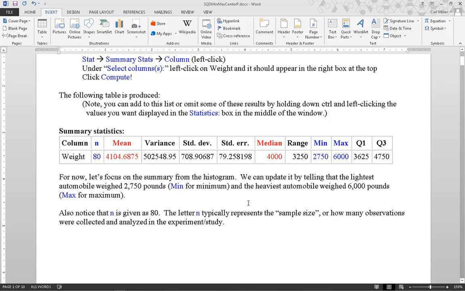We can update it by telling that the lightest automobile weighed 2,750 pounds, the min for minimum, and the heaviest automobile weighed 6,000 pounds, max for maximum. Also notice N is given. The letter N typically represents the sample size, or how many observations were collected and analyzed in an experiment or study. N is given as 80.